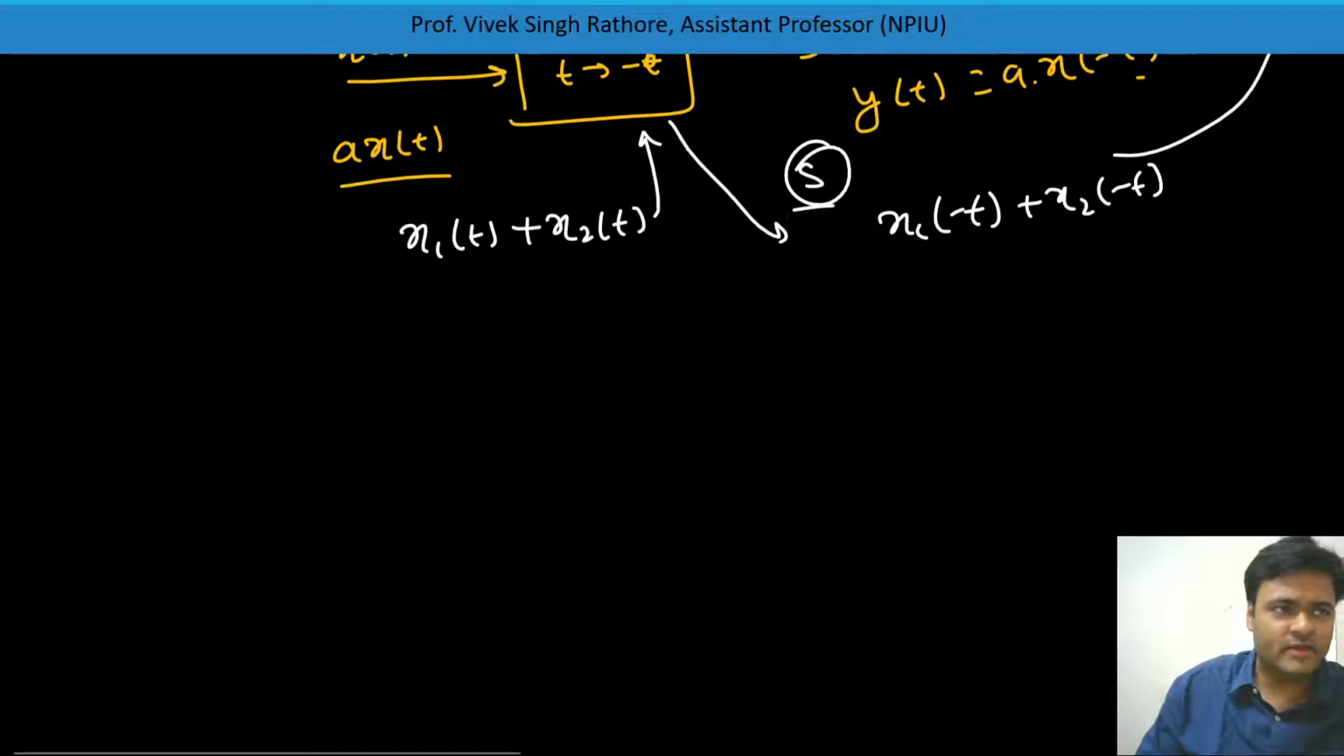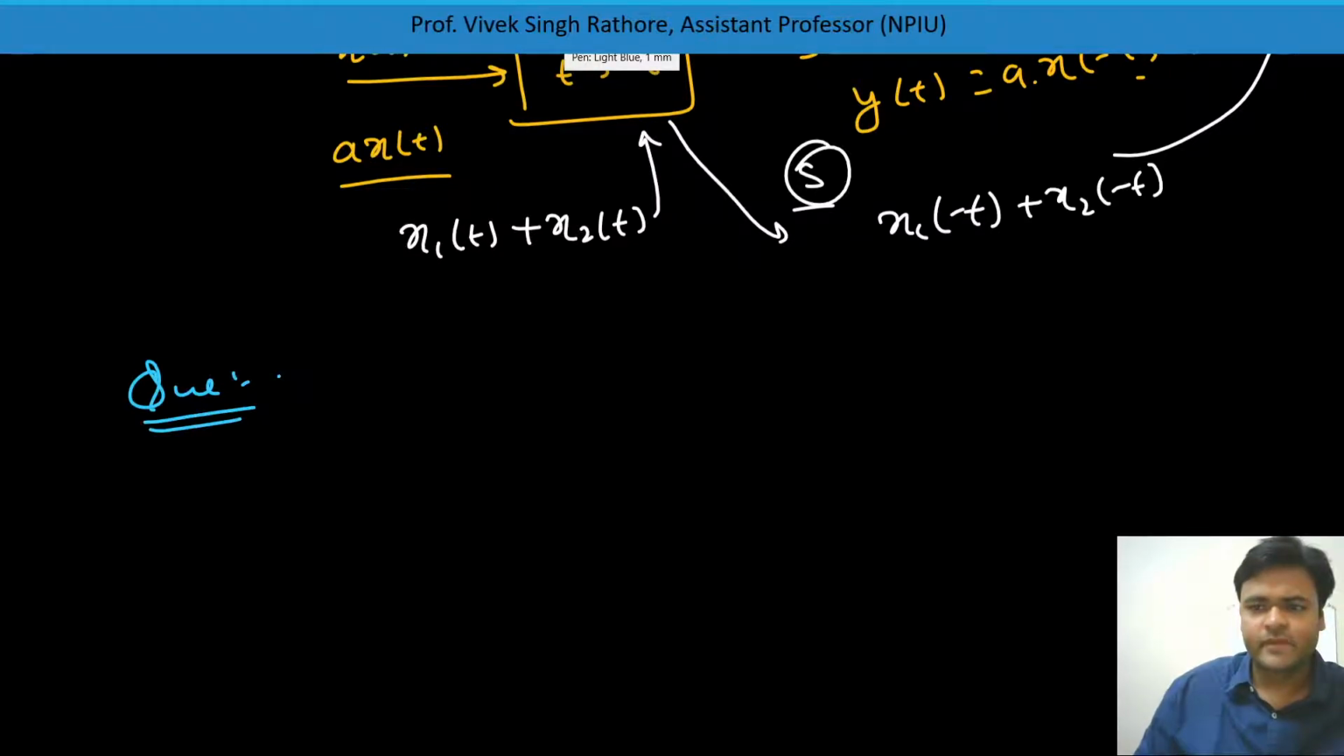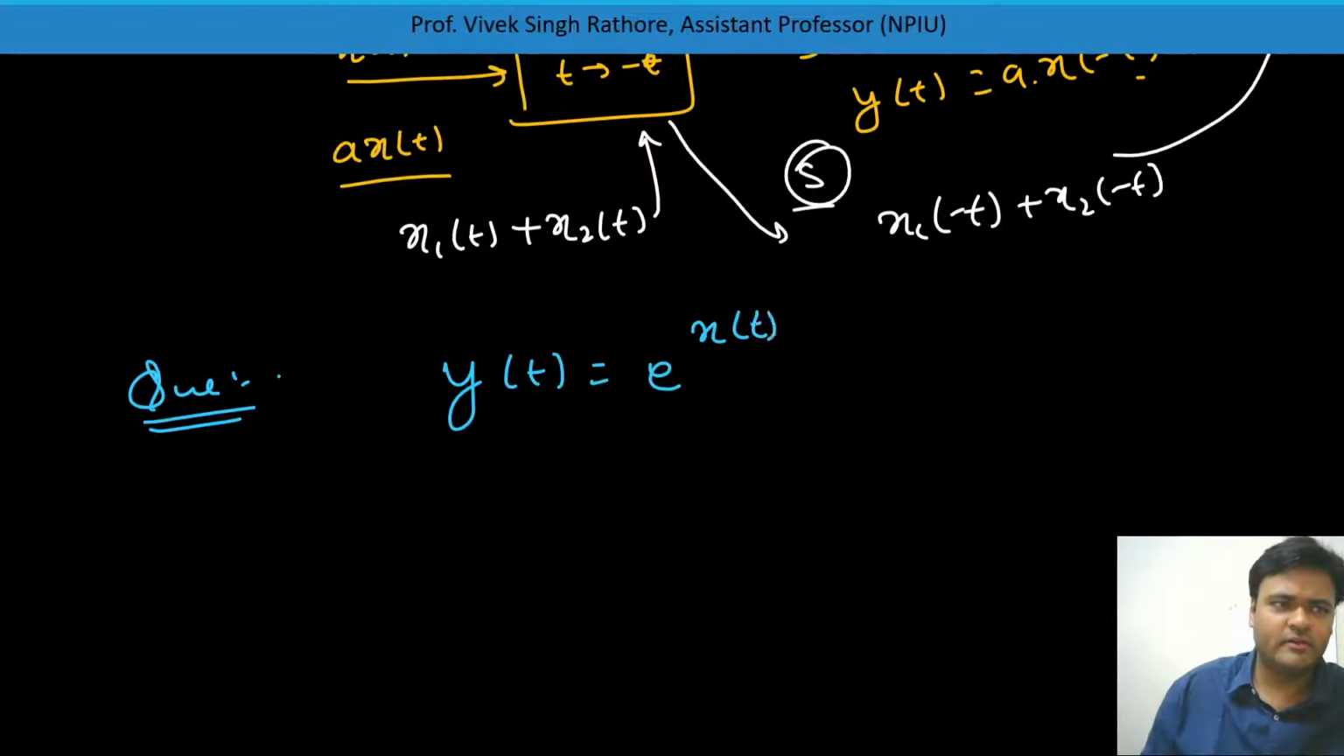Now we'll take another example. We'll take some non-linear example: y(t) is equal to e to the power x(t). First we should calculate a into y(t) also. So you will get a into e to the power x(t).